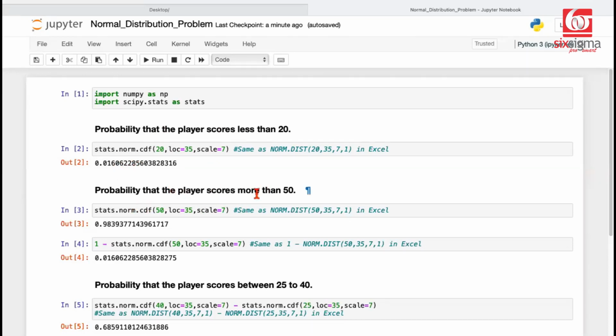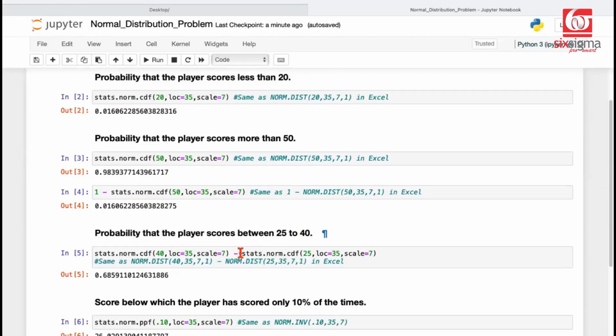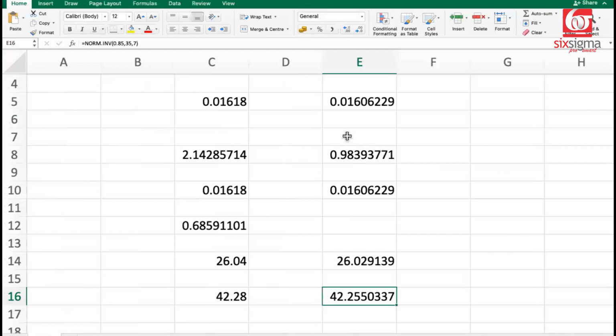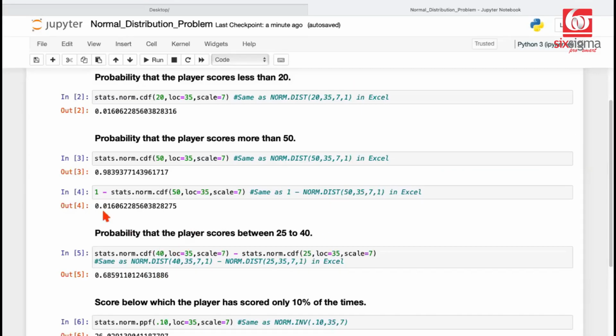Similarly, the probability that the player scores more than 50. Again, you will not straight away get this answer. It'll give you the region up to 50, and you have to do a 1 minus, which will be the same as the earlier answer. We saw this as well. Between 20 to 40, again, you have to take the upper value, which is up to 40, and then subtract the lower value, which is up to 25, and you will get this answer. I can quickly show you, these are the same answers that we got some time back: 0.0160, 0.0160, and the third answer was 0.685, which is what we're getting here, 0.685.